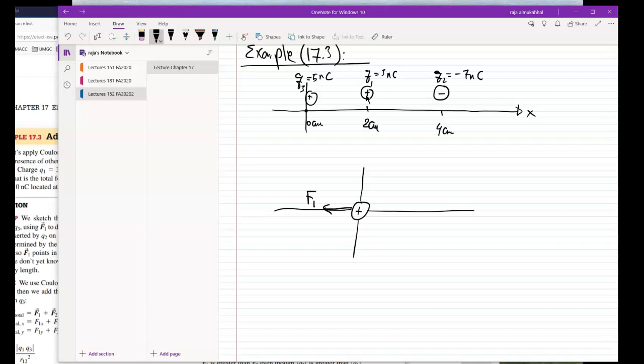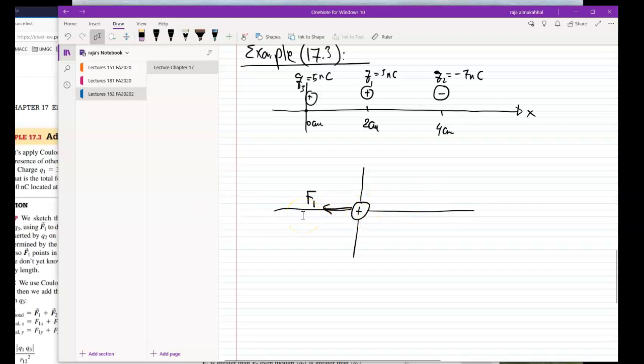F1. Remember, this F1 is coming from Q1. It's a repulsion, so it's going to push it away. You see what I'm saying? It's not going to attract it to Q1. It's going to push it away. It's going to repel it. So it's going to go in that direction.